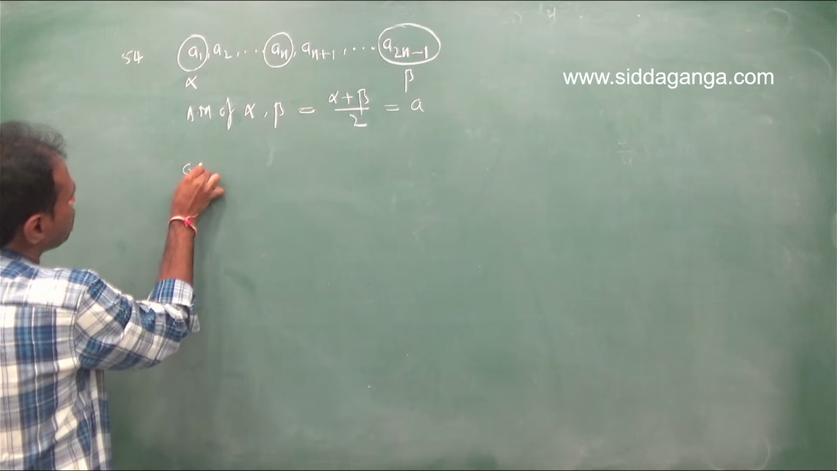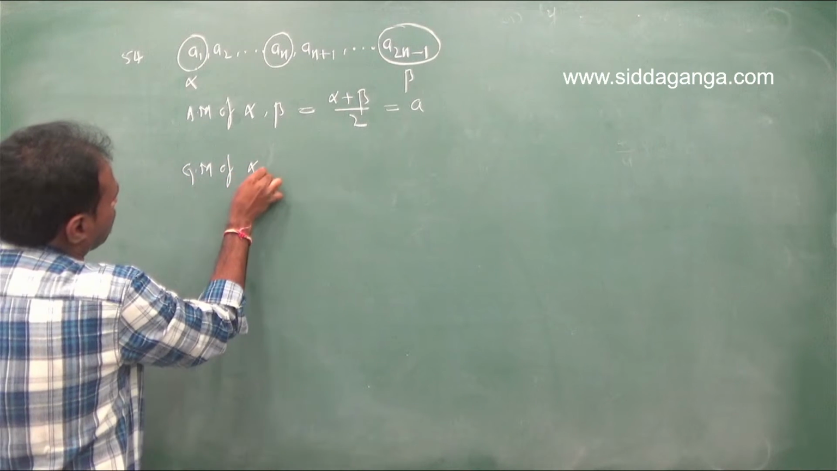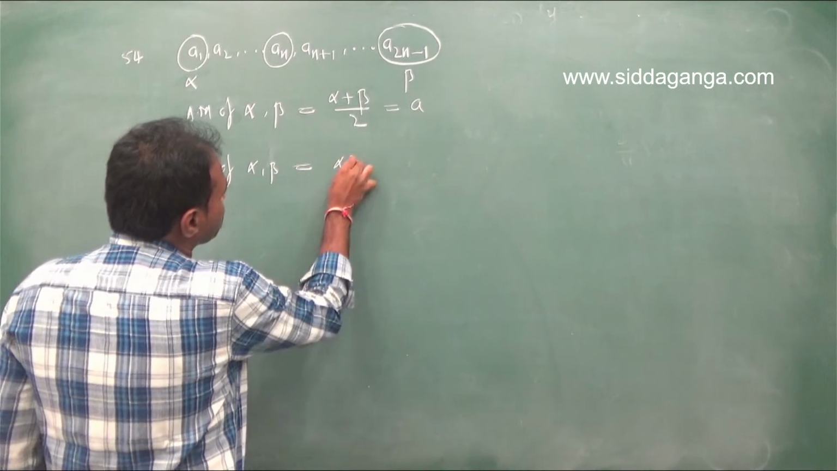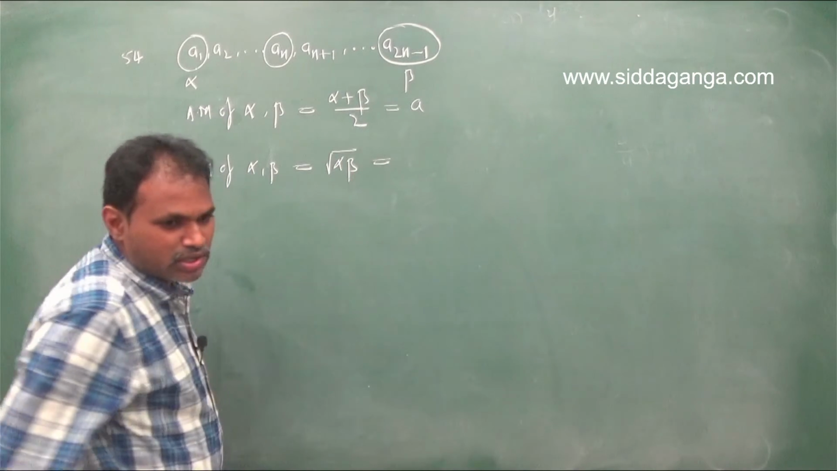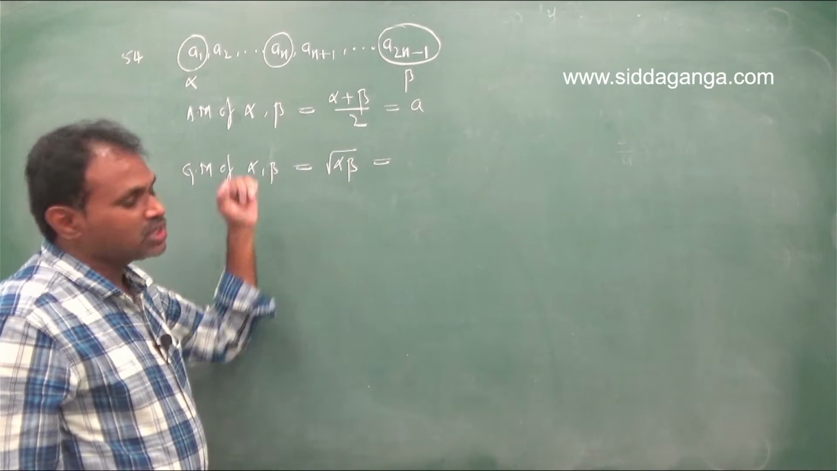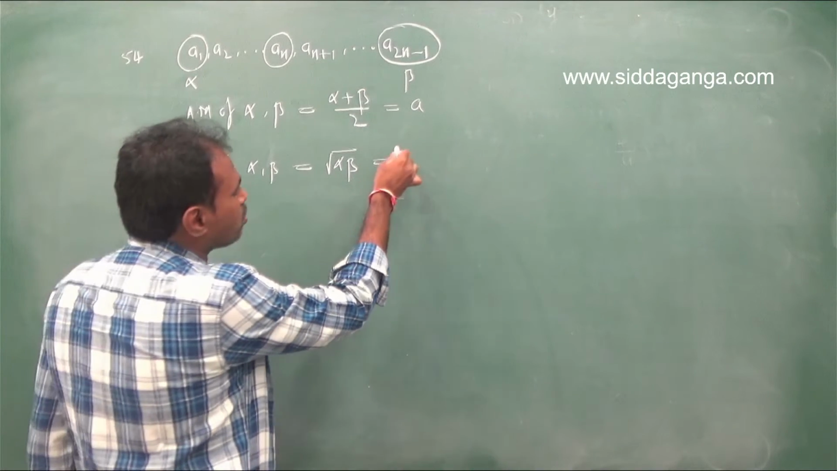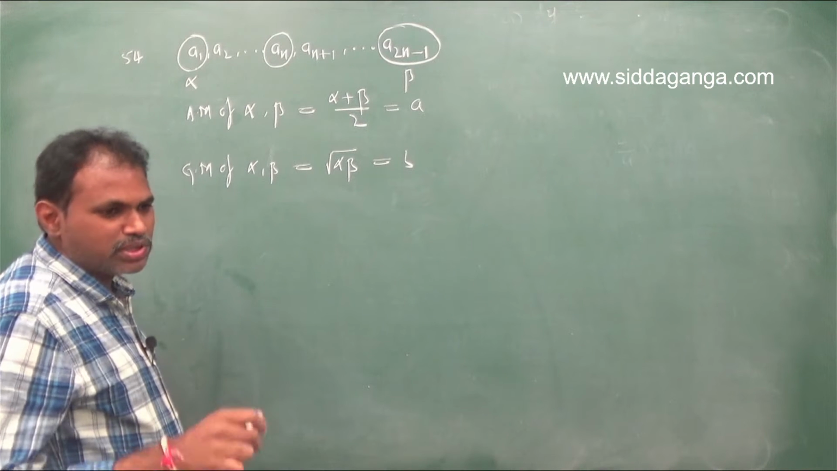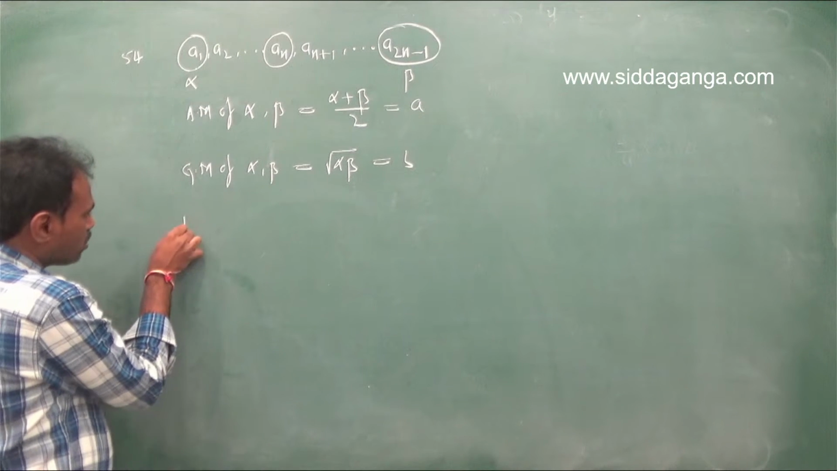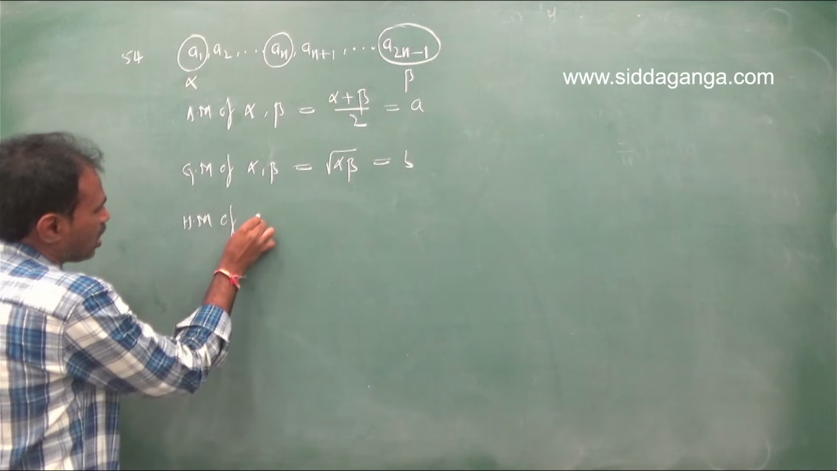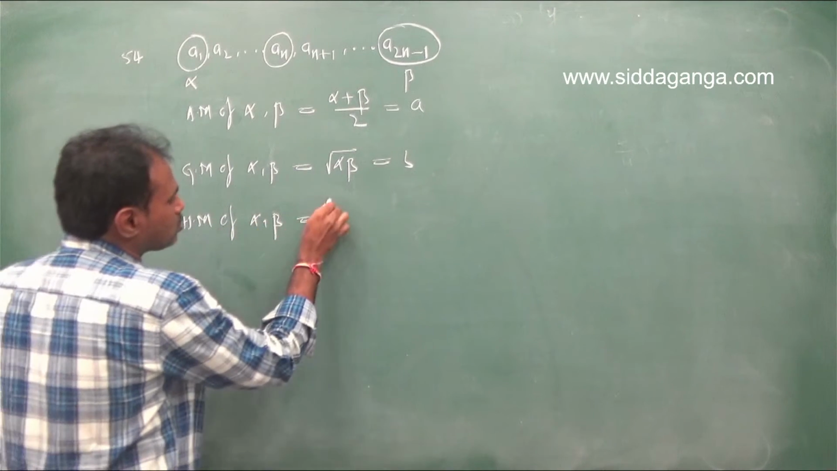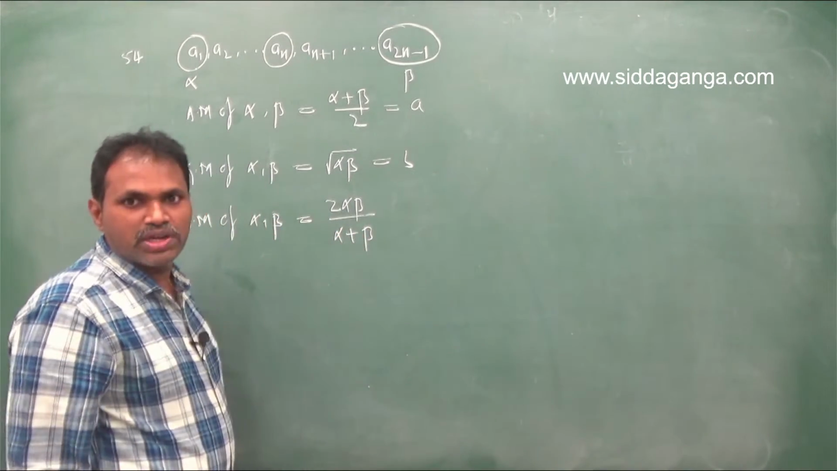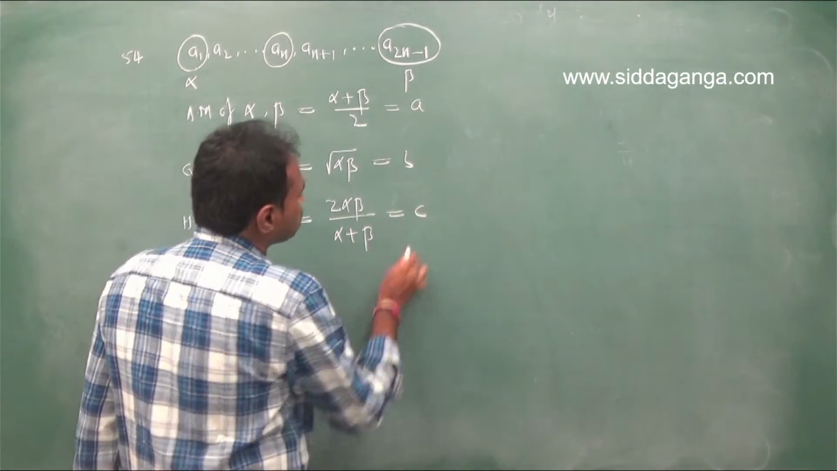And the geometric mean of alpha and beta is root of alpha into beta. That is equal to the nth term in the series, which is b as given. And the harmonic mean of alpha and beta is 2 alpha beta by (alpha plus beta). It is equal to c as given.